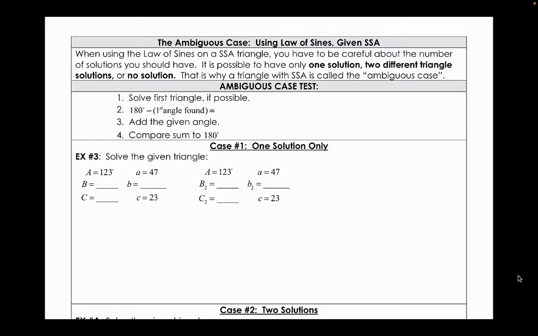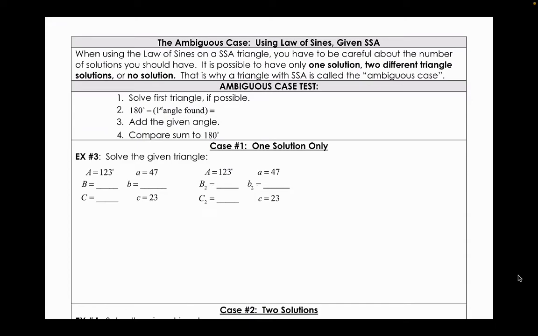So, with law of sines, it is possible when you have side-side-angle that there can be more than one triangle, depending on the information given to start. Because one side of the triangle can either, that angle can be acute, or it can swing, and that angle can become obtuse. So that's all dependent upon what's given, okay?